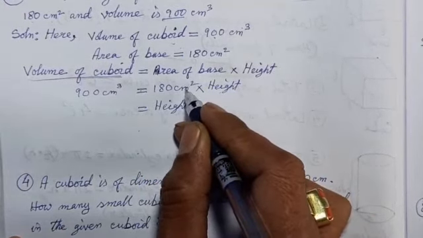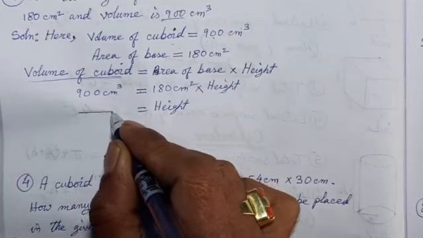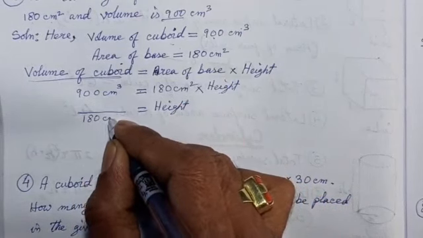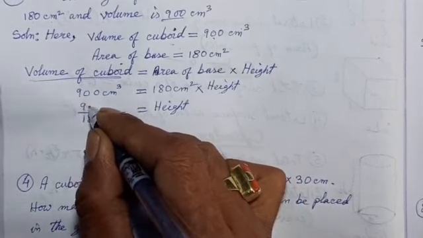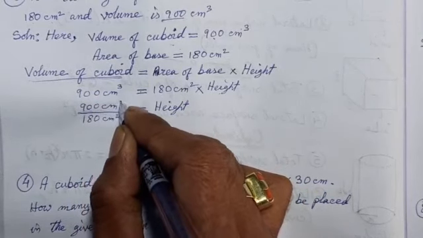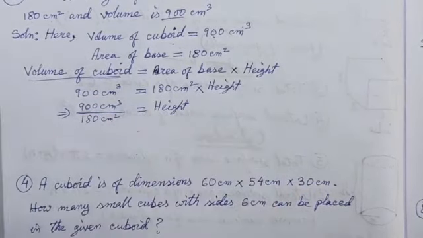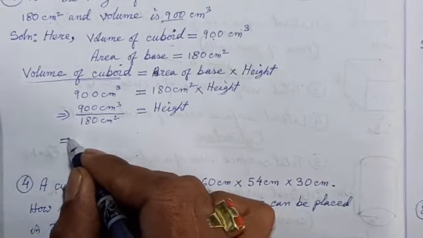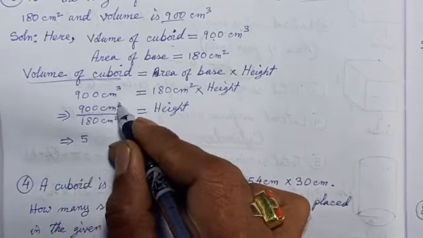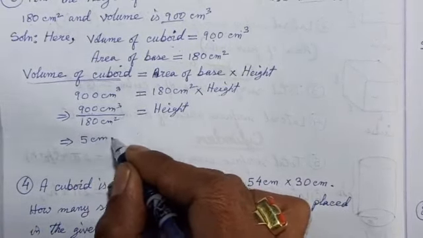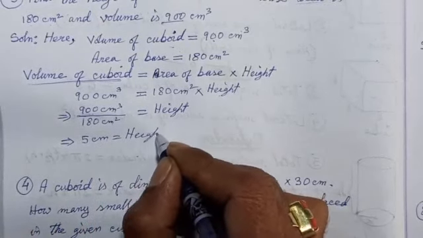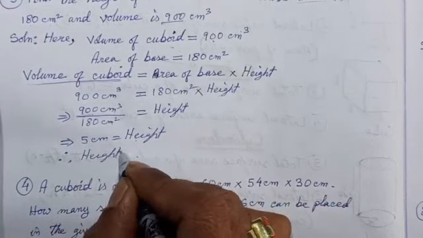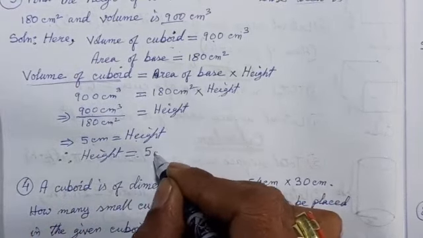This 180 centimeter square we have to transpose to the other side, and this 900 centimeter cube we have to divide by 180 centimeter square. If 900 is divided by 180, we'll get 5. And centimeter cube and centimeter square cancel, then we'll get centimeter, and this is height. Therefore, height is equal to 5 centimeter, and this is the answer.